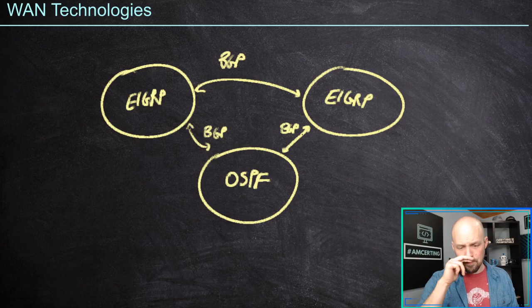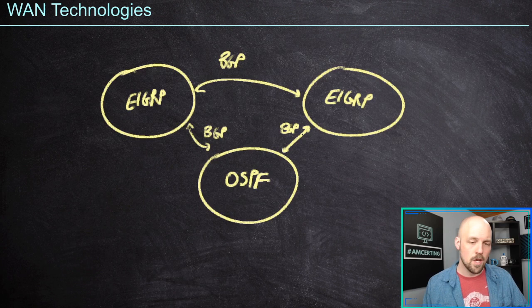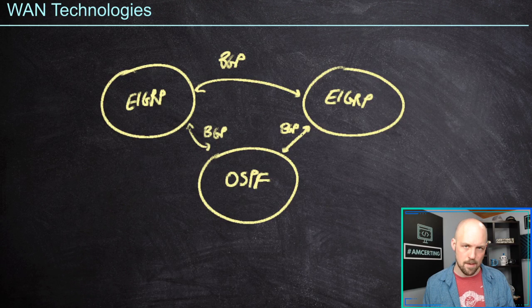Which is why with EIGRP and OSPF, we see a lot of similarities between those two protocols. We saw last week how, regardless of the methodology, the goal was to simply fill the routing table with routes, which is arguably BGP's job too. So how is it different from that?